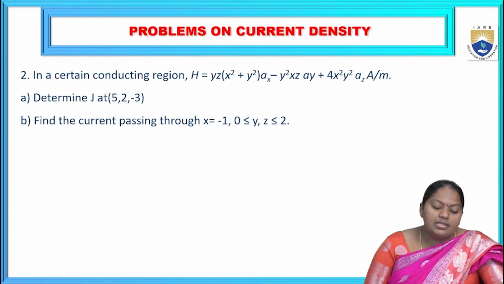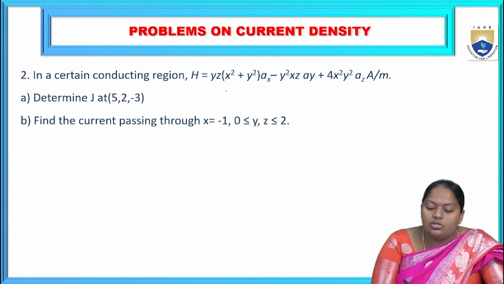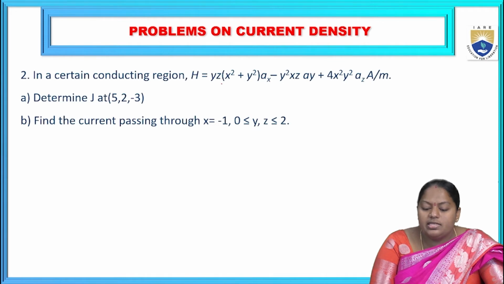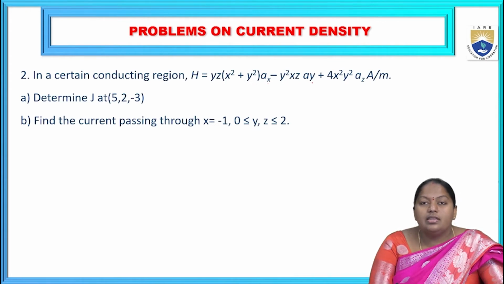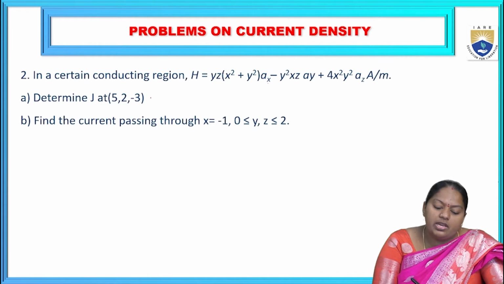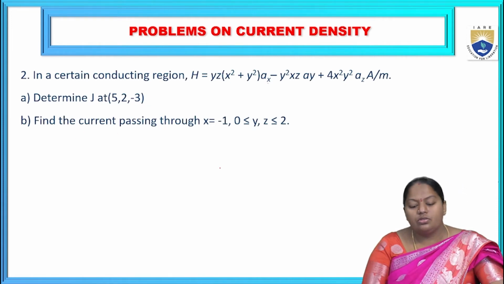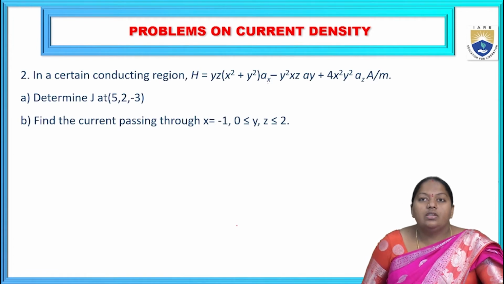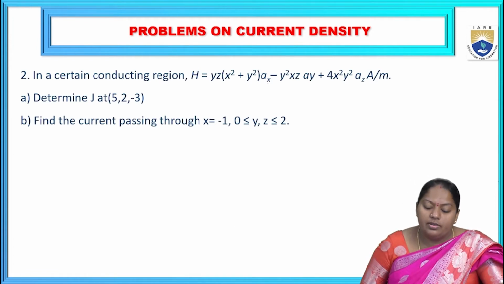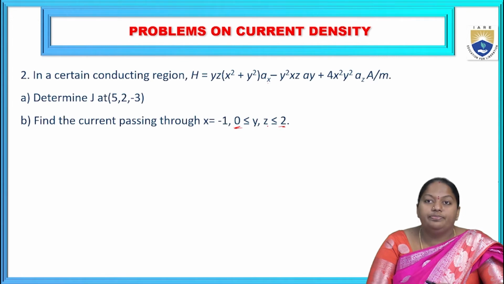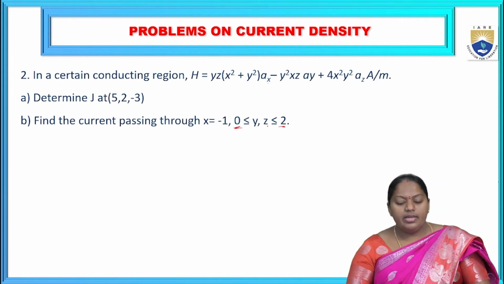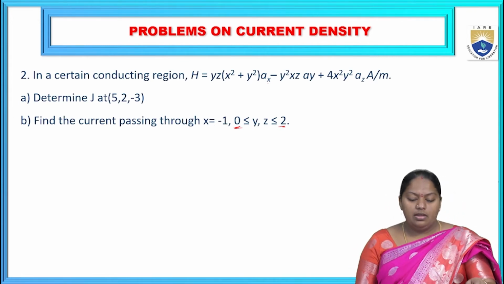Next, in a certain conducting region, H is given as yz into x square plus y square into ax, minus y square xz into ay, plus 4x square y square az ampere per meter. Then determine J at the given point and find the current crossing through x equal to minus 1, where y and z are the variables ranging from 0 to 2. Right? So to find y and z values, we use this first.